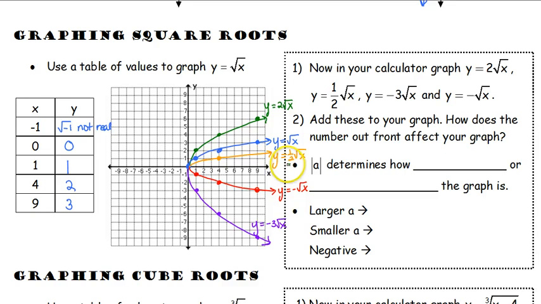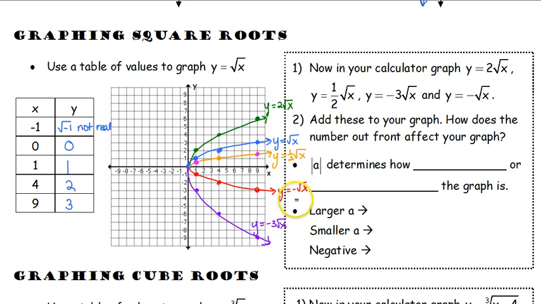Then we had 1/2. Again, use those perfect squares. If I have 1, the square root of 1 is just 1, and half of that is 1/2. The square root of 4 is 2, and half of 2 is 1. The square root of 9 is 3, and half of 3 is 1.5. So you do have that 1.5 there and 1/2 there.